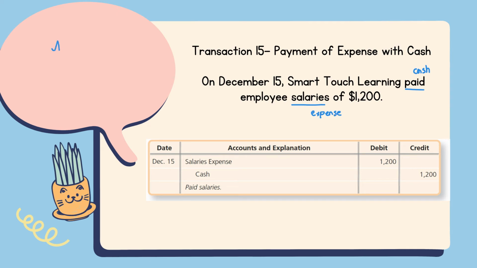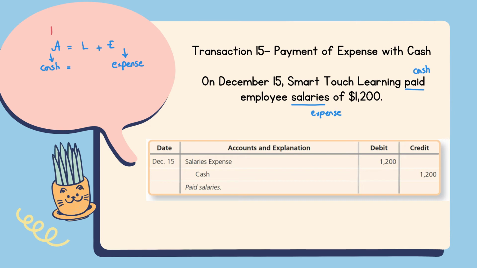The accounting equation is assets equals liabilities plus equity. Cash is under assets, it decreased. The second account is an expense account, which will always decrease equity.